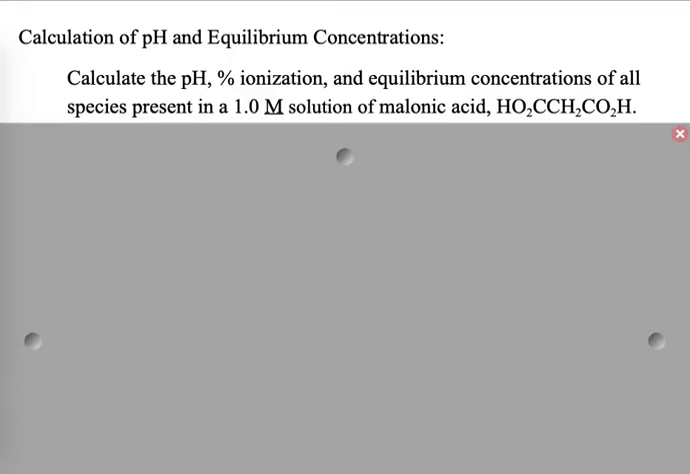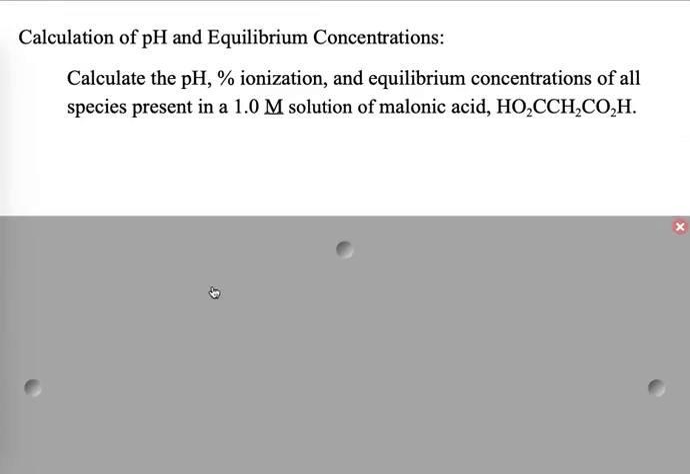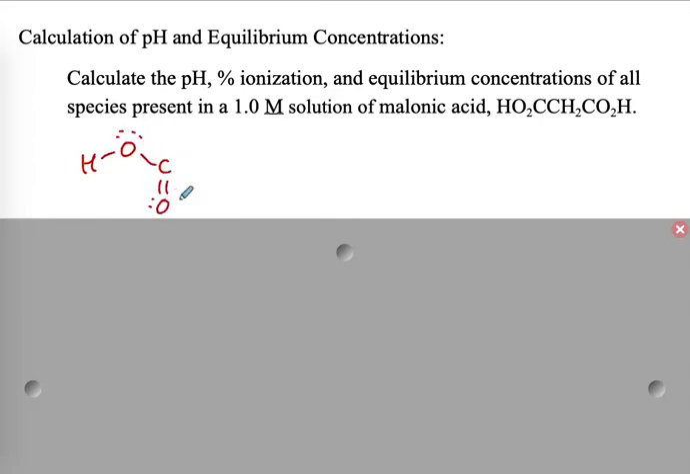So let's do an example problem. Calculate the pH, percent ionization, and equilibrium concentrations of all species present in a 1 molar solution of the diprotic acid malonic acid. Now I give the complete formula of this organic dicarboxylic acid here. Let's look at the structure just out of curiosity. I have a carboxyl group at one end of the molecule, I have a CH2 group in the middle, and I have another carboxyl group at the other end of the molecule. And remember, in carboxylic acids, it's only the hydrogen on the carboxyl group that comes off as H plus. The 2 hydrogens on the middle carbon are not acidic in water.